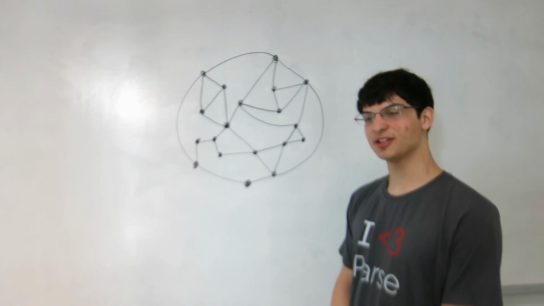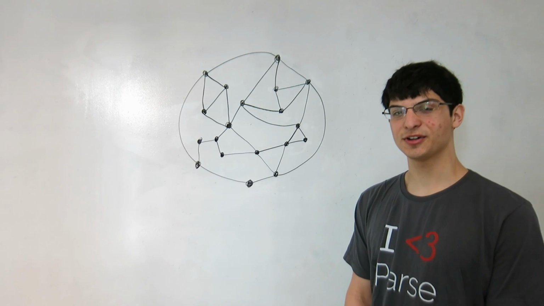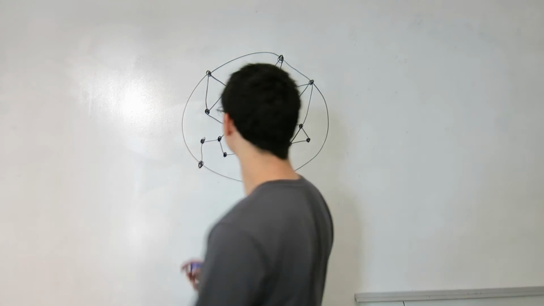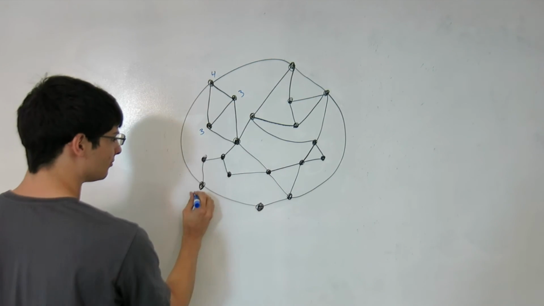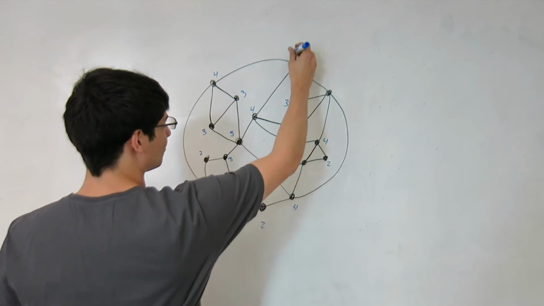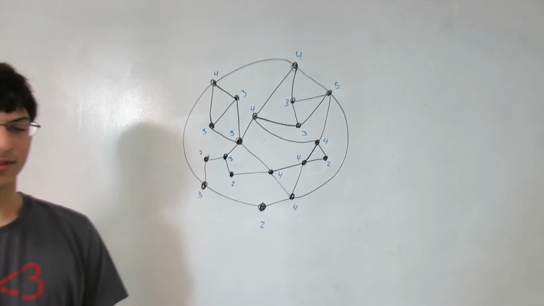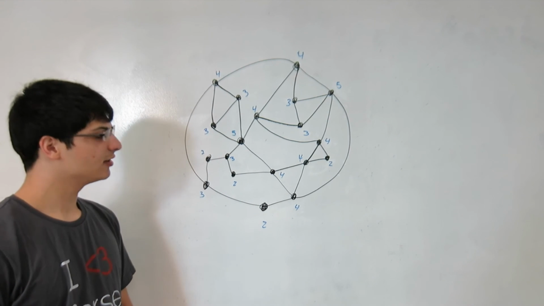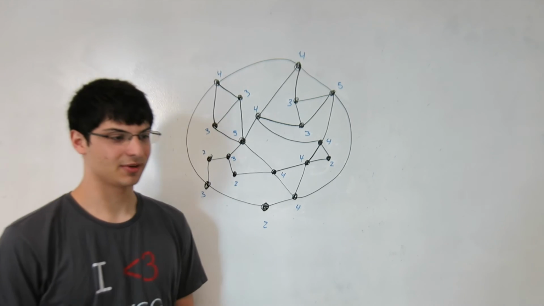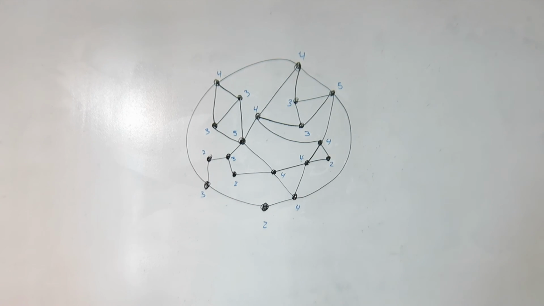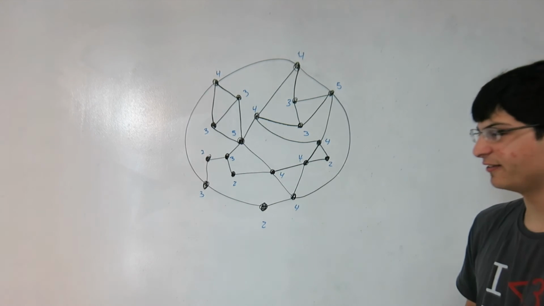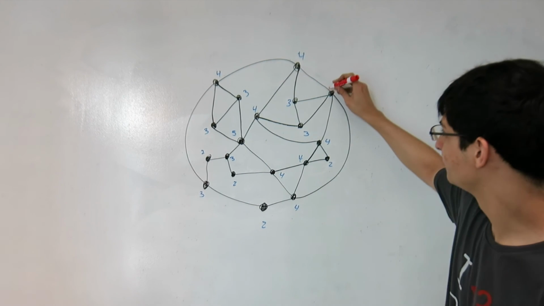So let's try a straightforward greedy algorithm. First, let's enumerate every vertex in the graph by its degree. The next thing we do is pick the vertices in the graph with highest degree and add them to our dominating set. This graph has 2 vertices of degree 5. Let's add both of those.